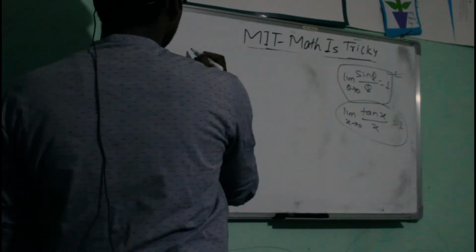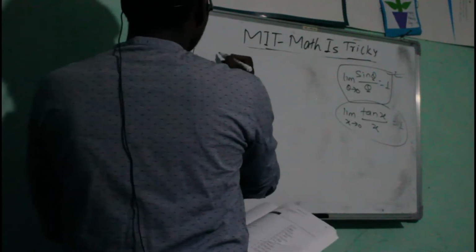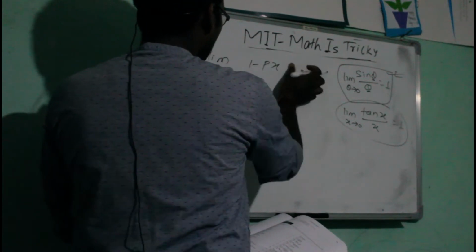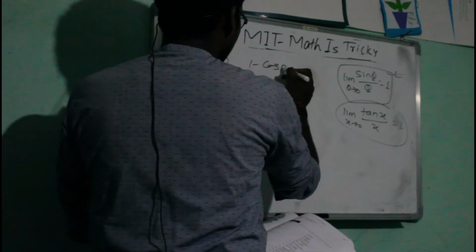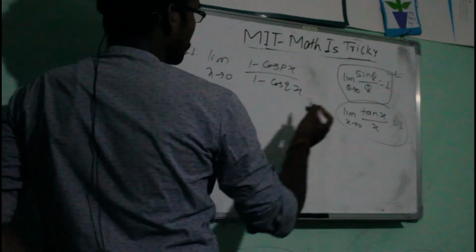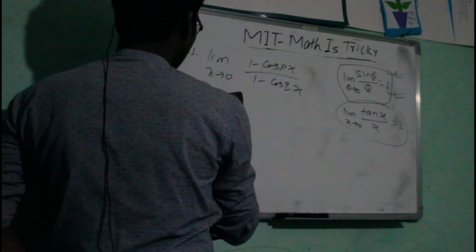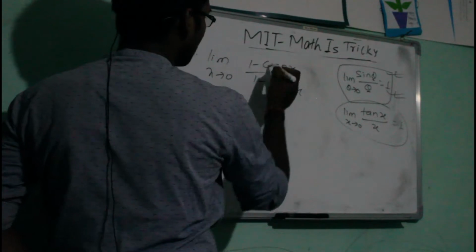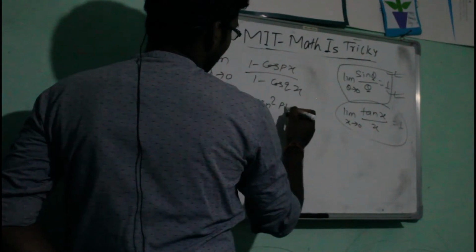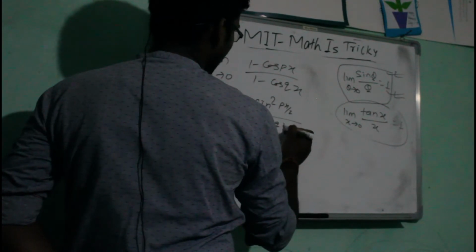Another question, question number 11. Let me write here. The question is limit x tends to 0 of (1 minus cos px) by (1 minus cos qx). As I told you, we are mostly using this formula, so let's change this into the form of sine. What can be done? As I gave you the formula to change this, it is going to be 2 sine square of px by 2, and again in the denominator 2 sine square of qx by 2.